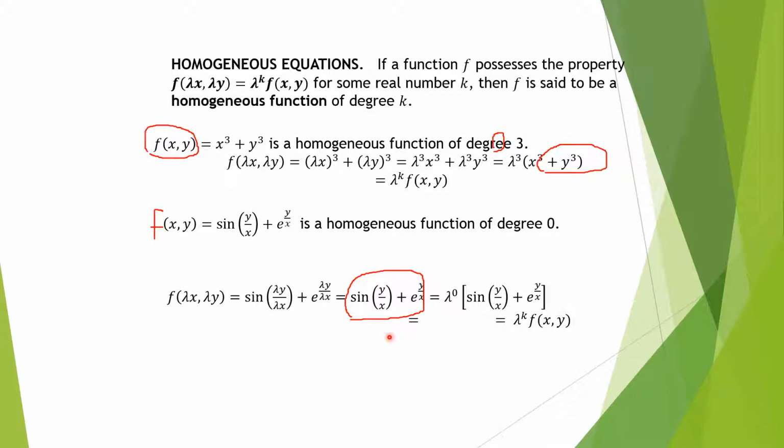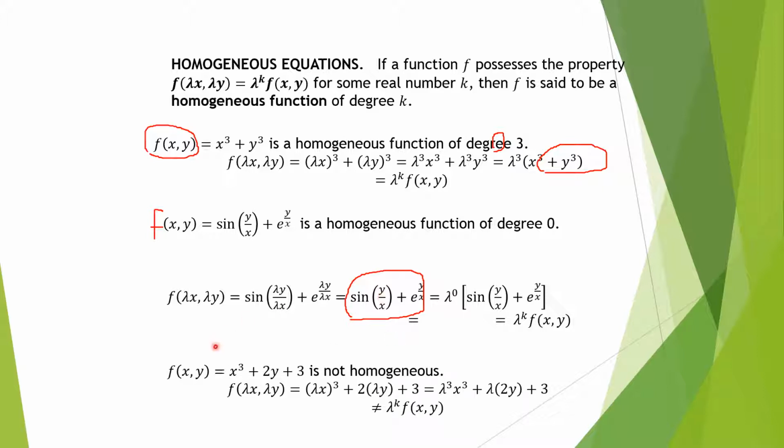Let's have another example. Look at this: f(x, y) is x cubed plus 2y plus 3. Verifying that this is not homogeneous: if you plug in λx for x and λy for y, you get (λx) cubed plus 2λy plus 3, which is λ cubed x cubed plus λ times 2y plus 3, which you cannot express as the original function.